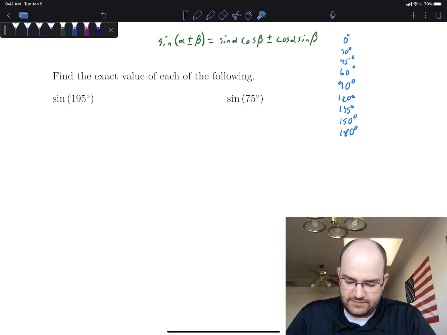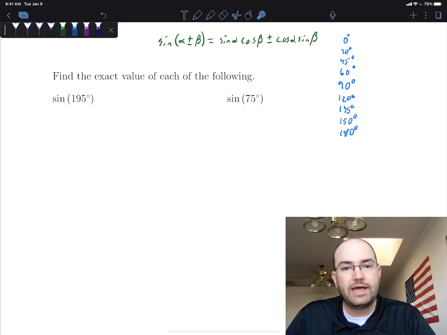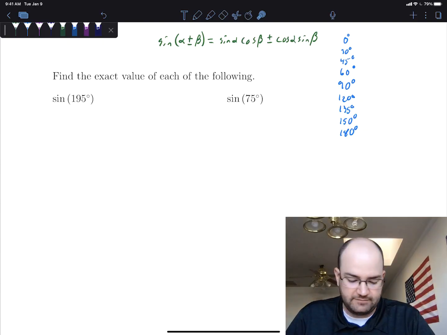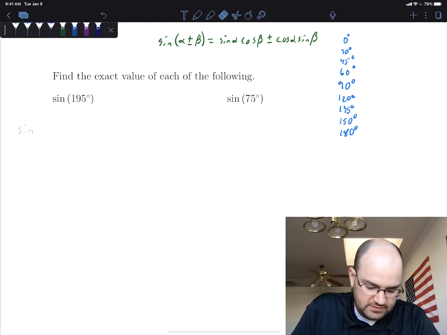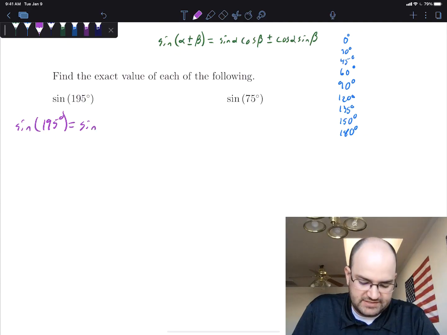So looking through this, if I want 195, notice that there's a 150 and there's a 45. Those two added together will give me 195. So that tells me that I can figure out sine of 195. So this is going to give me, well, let me label it. And let's use purple here. So the sine of 195 degrees would be the same thing as the sine of 150 degrees plus 45 degrees.